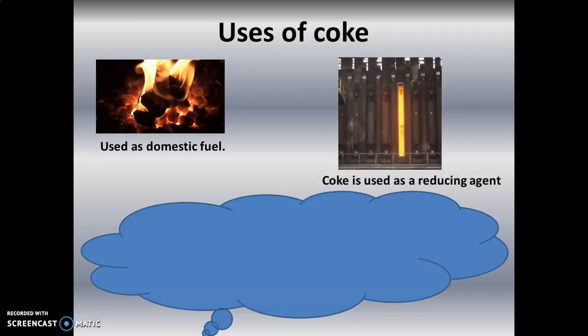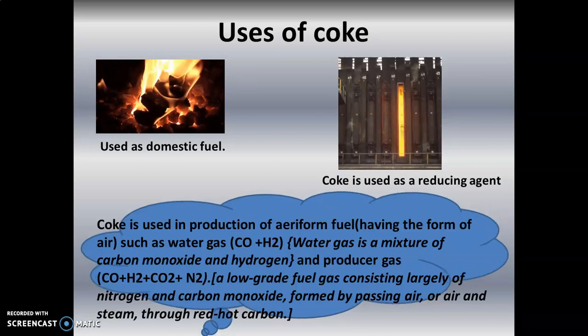Then it is also used as a reducing agent. In the factories, a reducing agent means something that removes oxygen, because oxygen reacts with most compounds and then we cannot use them. So to remove oxygen we use certain chemicals, those are called reducing agents. Coke is one of the reducing agents.